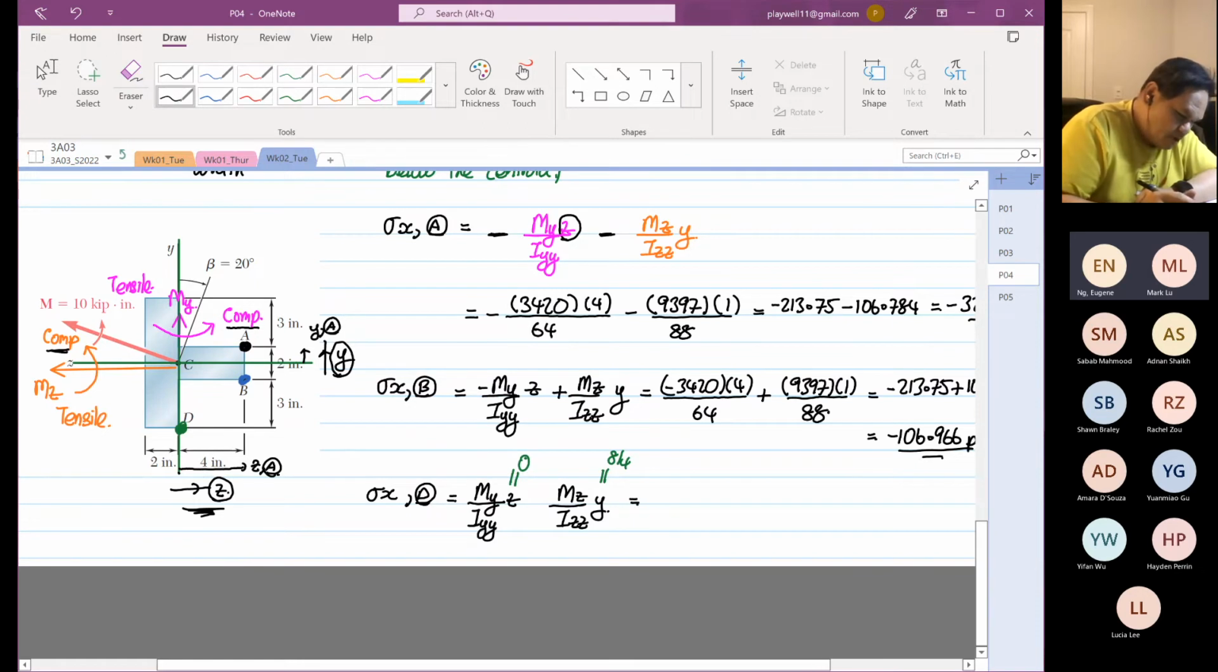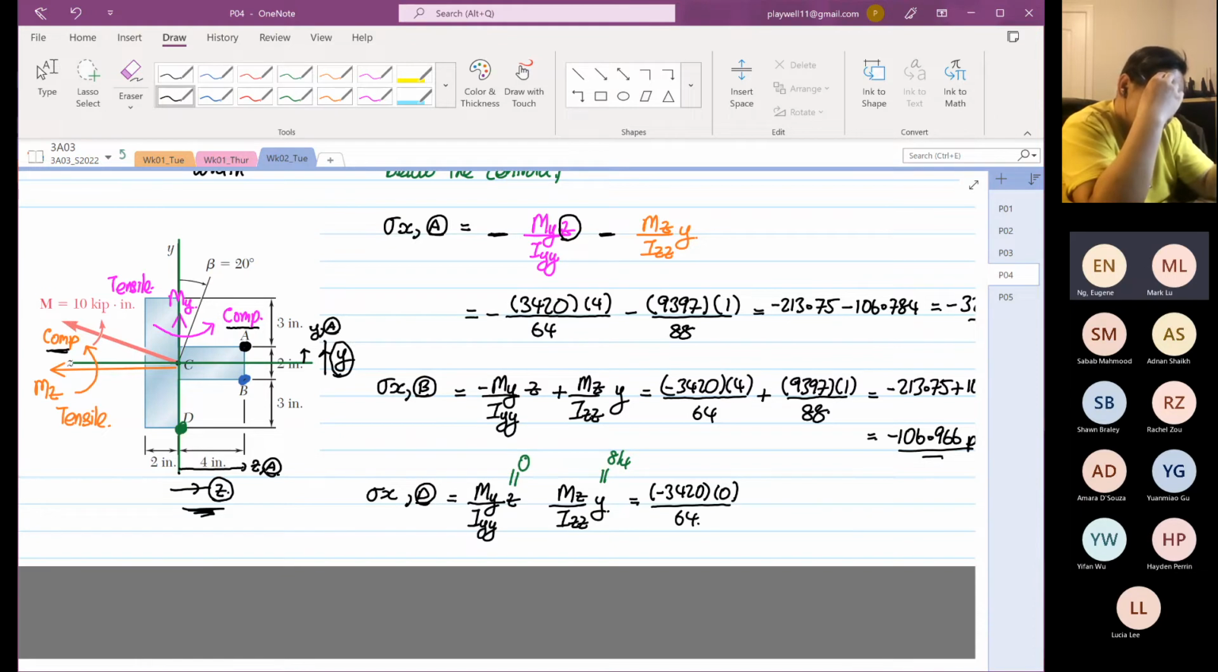The moment about y-axis, okay? So I'll just write down. You don't need to do this because you know it's 0. We know that over here, this is equal to what? Multiplied by 0. And this is divided by 64. Okay, because moment about y at point D is exactly at the what? Centroid.